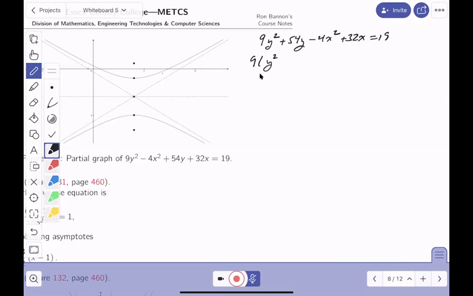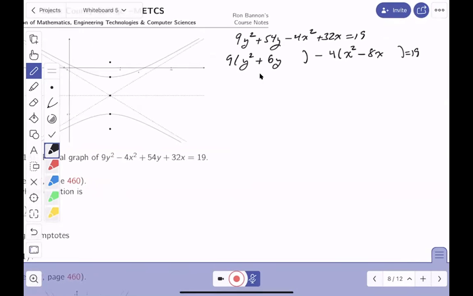Factoring a 9 out. The reason is I want the coefficient on the square term to be 1. 9 times 6 is 54, right? Minus, I want the coefficient of the x squared to be 1. Let's see what we get there. X squared, right? Minus 8. Mistakes can happen. Equals 19. Got to complete the square, right?